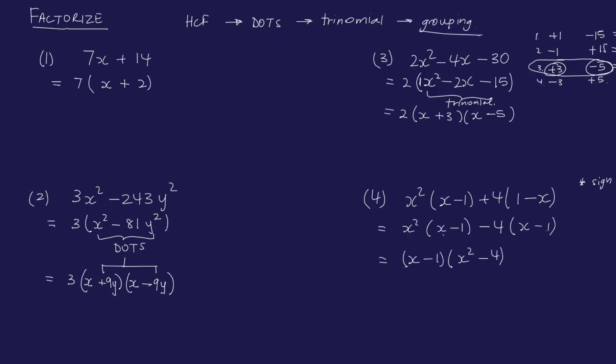I need to start my diagram again. I need to check, is there HCF? No. Is there dots? No. Oh, actually, there is dots, because this is a perfect square, that's a perfect square, and there's a minus between them. So I need to factorize that. This is going to be dots. So I'm going to have x minus 1 here. That's going to give me 2 new brackets. That bracket's going to be x minus 2, and this bracket is going to be x plus 2.